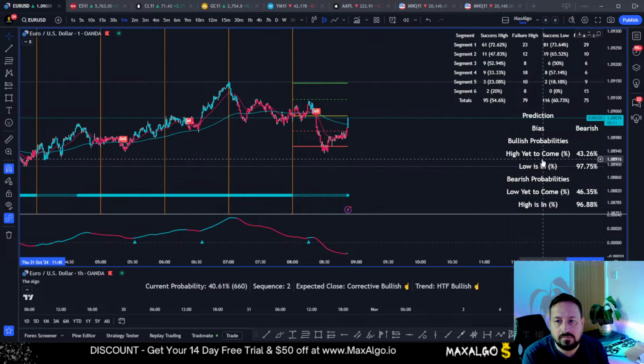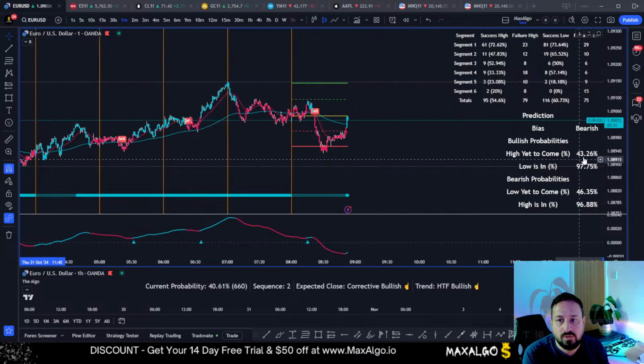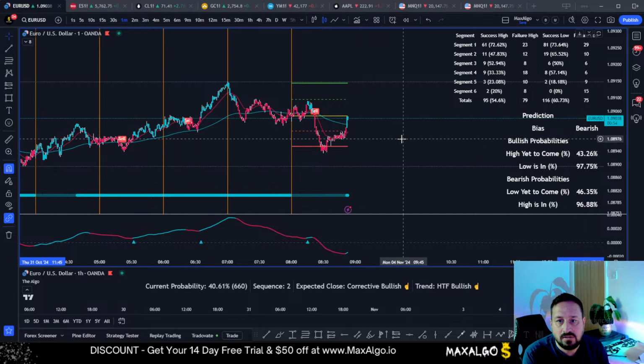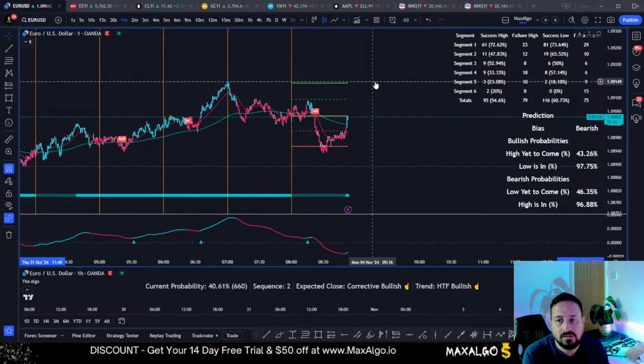High yet to come. This one is just showing you, if our bias was bullish, there's still a 43% probability of the high coming. So if we were bullish, 43% of bullish candles, the highs were past this point. But 97% of all the lows had already happened.